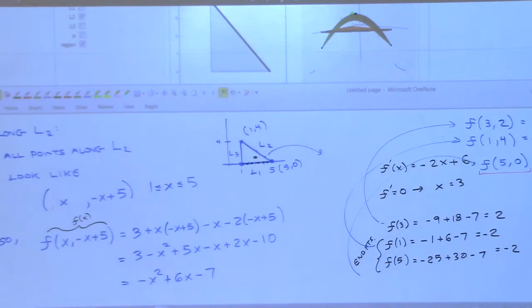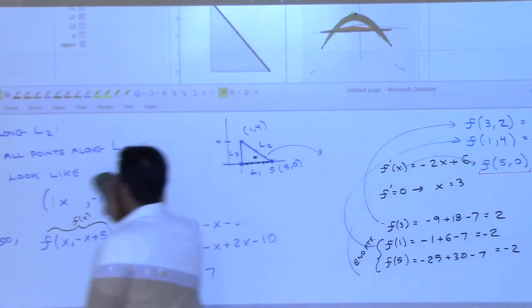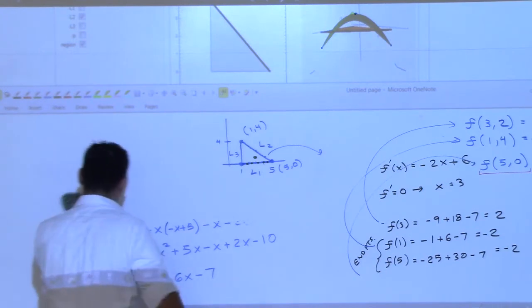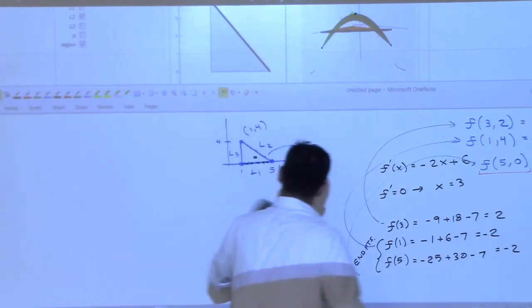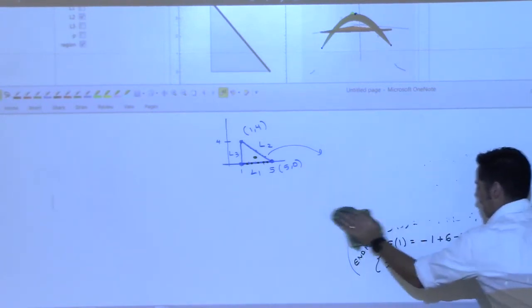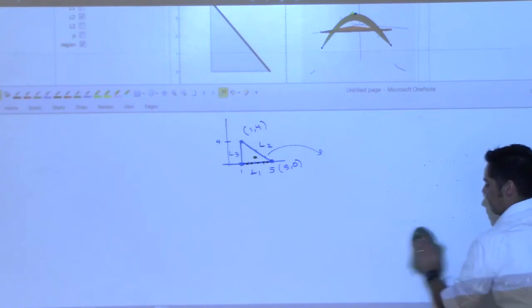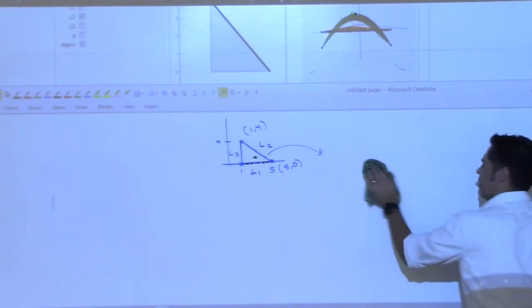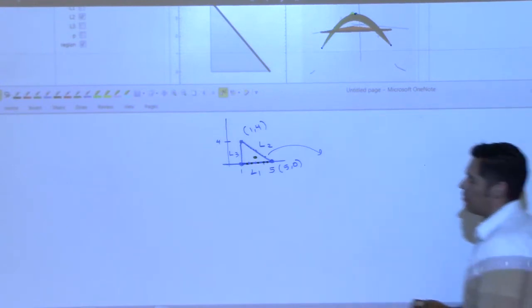Okay, you ready to go along L3? I think L3 is going to be easier than L2 in terms of the algebra and calculus, but the notation's a little weird.